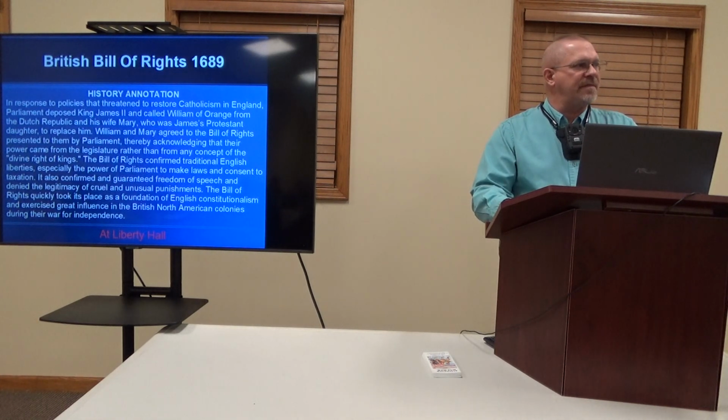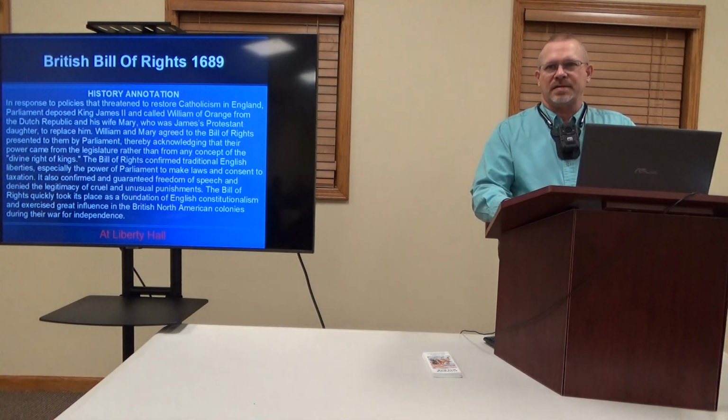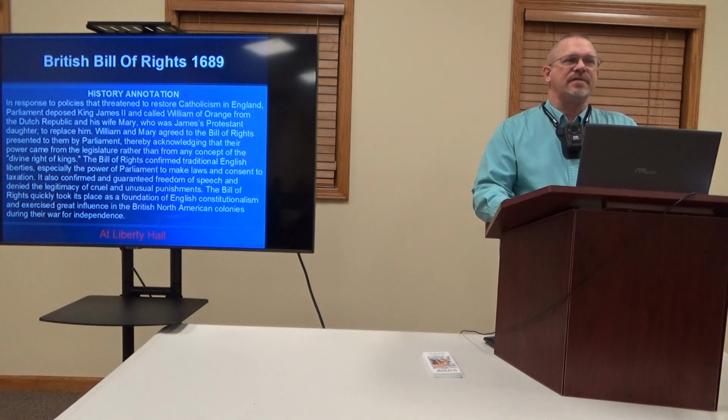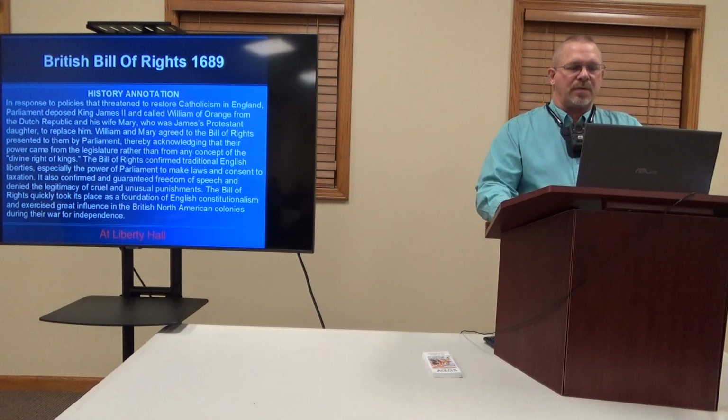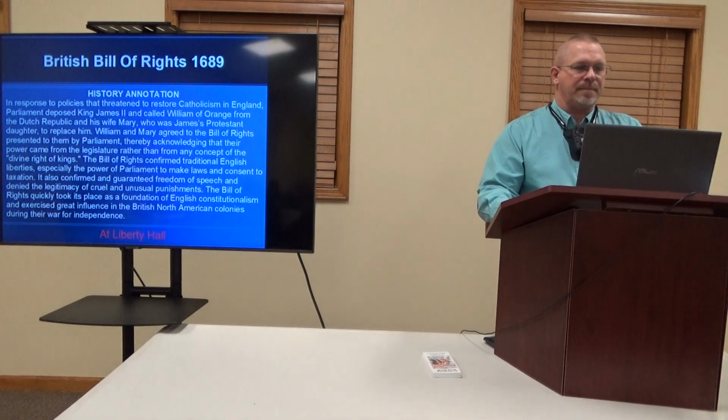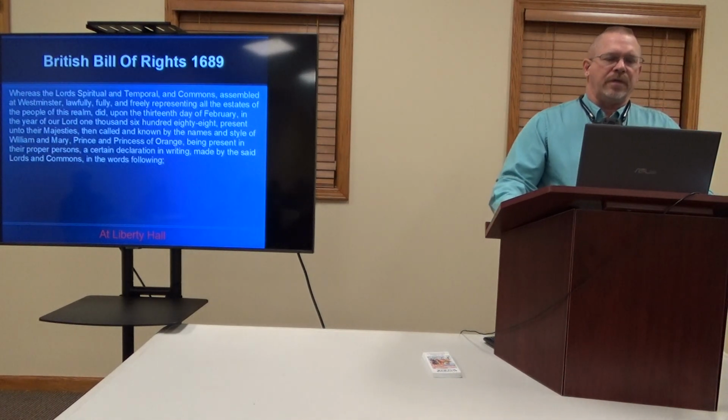So now as this starts to develop and we get to 1689, they realize that the executive, the king, doesn't get his power divinely, but gets his power by consent of the people through legislature. Novel concept, right? In 1689. The Bill of Rights confirmed traditional English liberties, especially the power of Parliament to make laws and consent to taxation. It also confirmed and guaranteed freedom of speech and denied the legitimacy of cruel and unusual punishments. Does this sound familiar? The Bill of Rights quickly took its place as a foundation of English constitutionalism and exercised great influence in the British North American colonies during their war for independence. So this is how it starts.